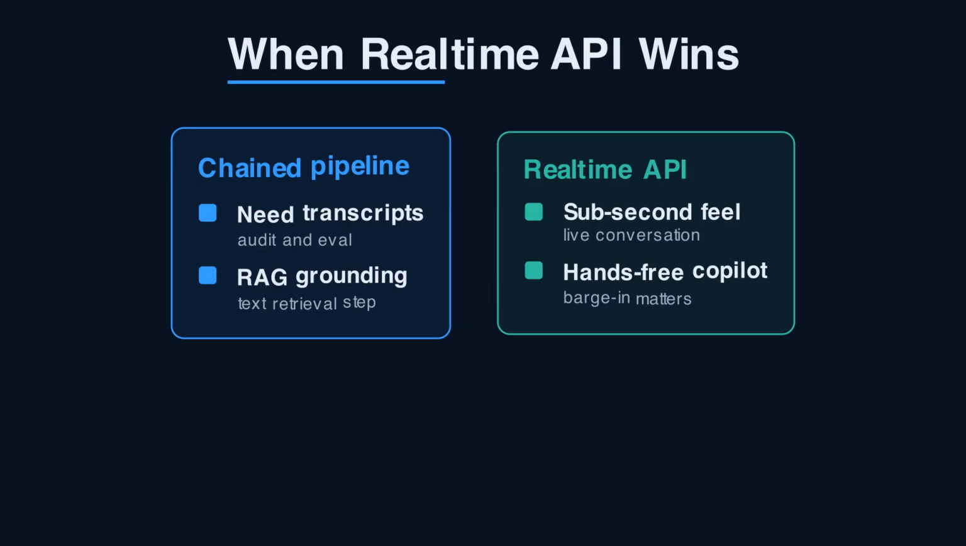Reach for the Azure OpenAI Realtime API when conversation feel is the product. Low latency back and forth, natural interruptions, and emotional voice. Think live customer support or hands-free copilots. The cost is reduced visibility into intermediate text and a newer, evolving feature set, so confirm regional availability and supported models in the current Azure docs before committing. Many teams ship the chained version first, then migrate hot paths to real-time.